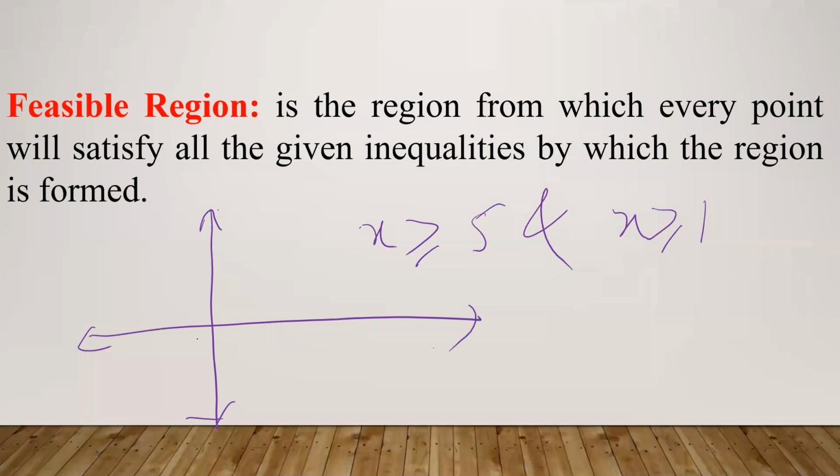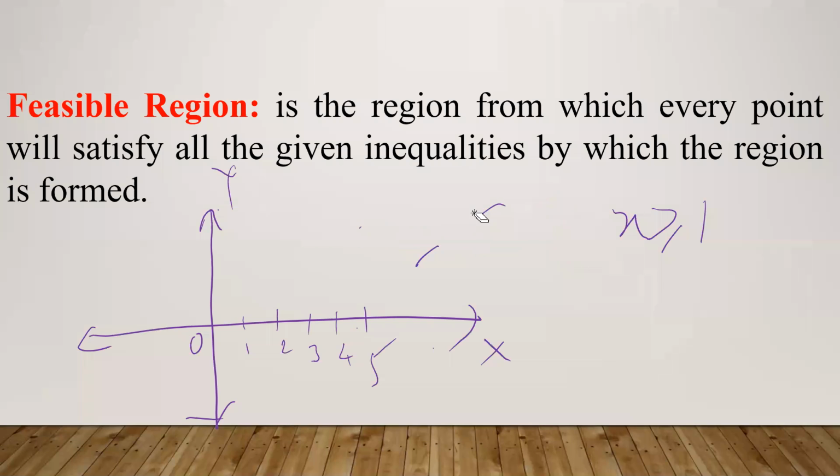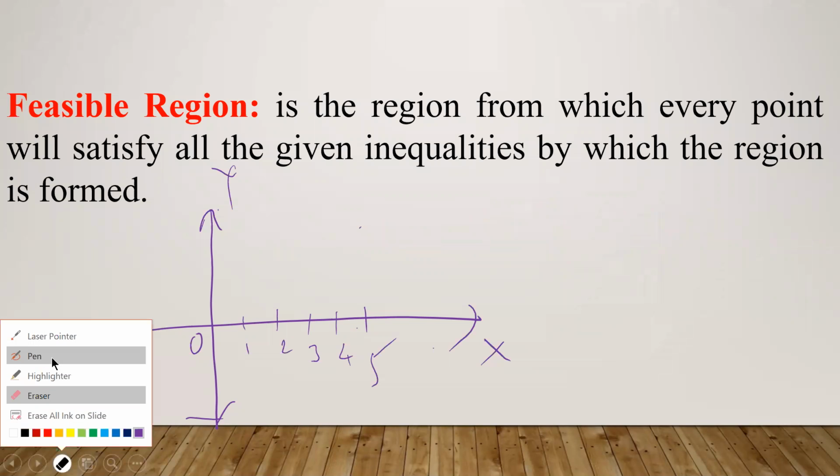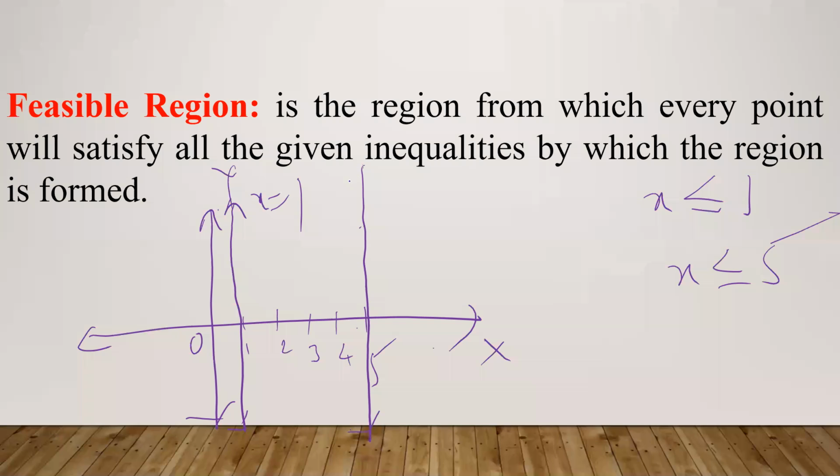So this is x axis, this is y axis. 1, 2, 3, 4 and 5. Let us take x less than or equal to 1 and x less than or equal to 5. Suppose we take this. Okay, so what is x less than or equal to 1? First draw this x equal to 1. X equal to 1 here. This is the line x equal to 1. Okay, and x less than or equal to 5 is this. X equal to 5.